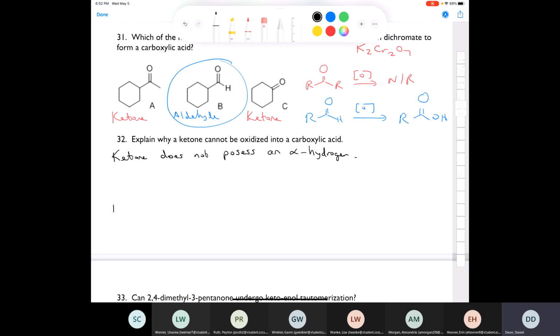Right? If we look at an aldehyde, for example, we do have an alpha hydrogen. Whereas if we look at a ketone, on the carbon there is no alpha hydrogen attached directly to it.